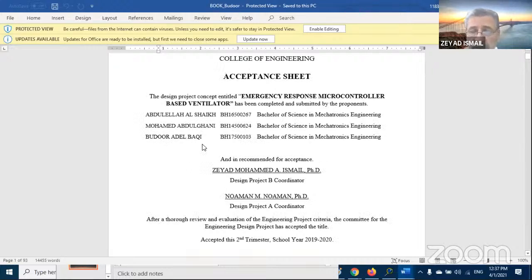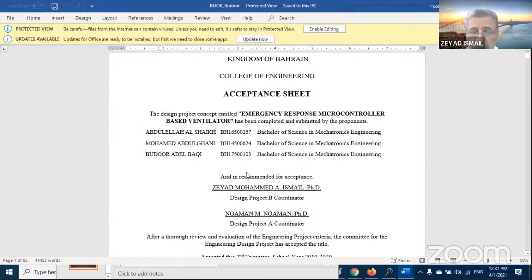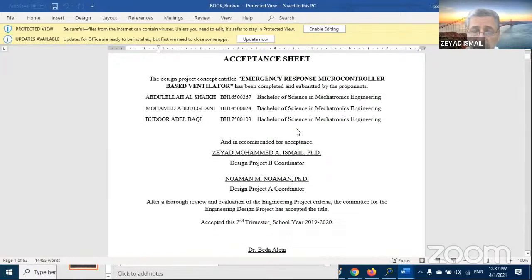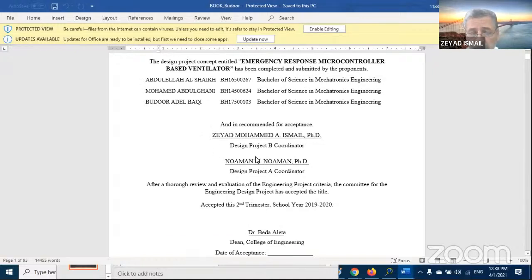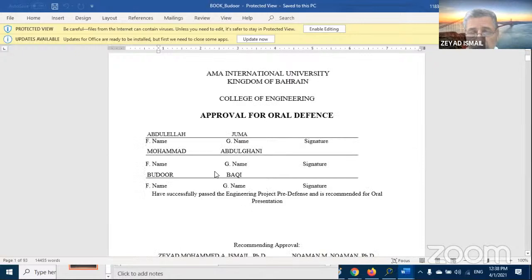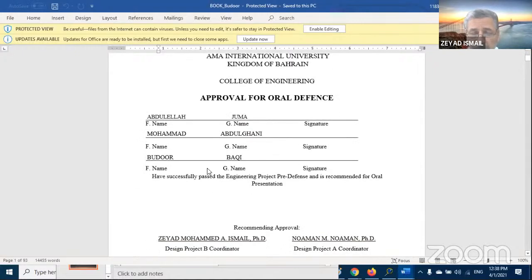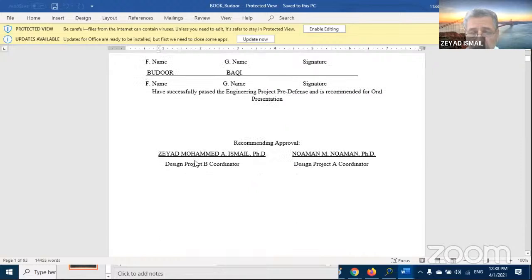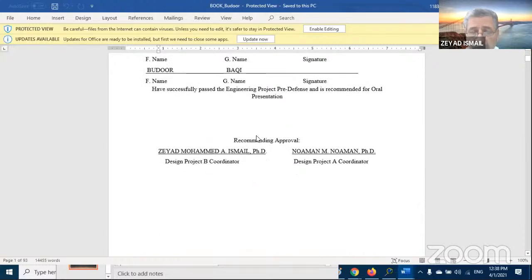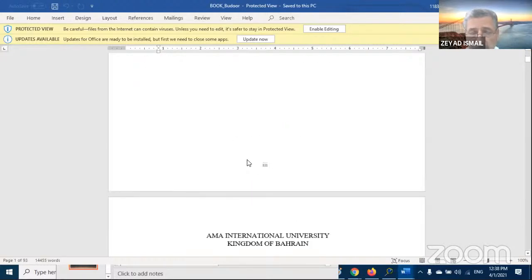There are some sheets included with the project which can be submitted also, such as the acceptance sheet. And when they bind their project, it will be signed by the faculty advisor, I mean the faculty member who is advising, and the coordinator, and also the dean. And there is another sheet, the approval for oral defense, which also should be signed later on in the booklet, in the book report.